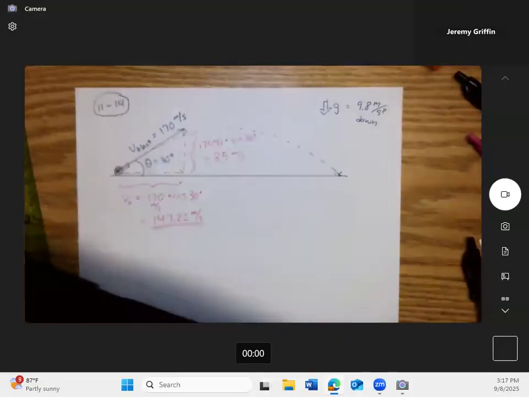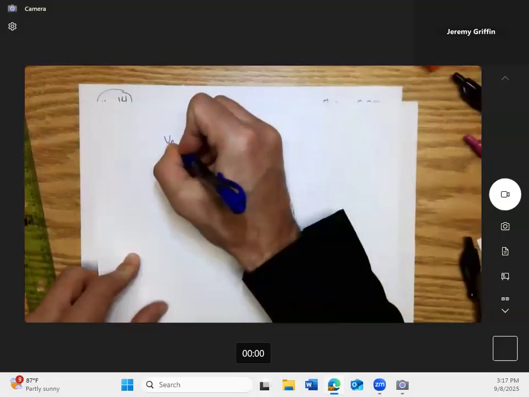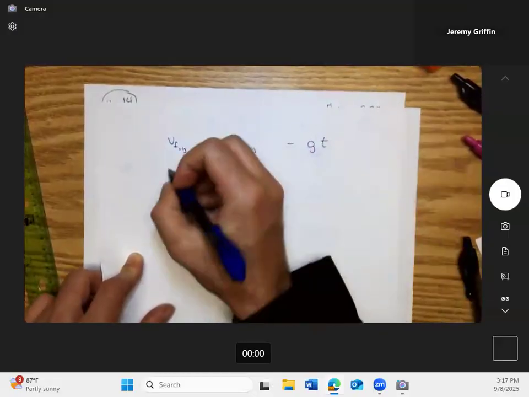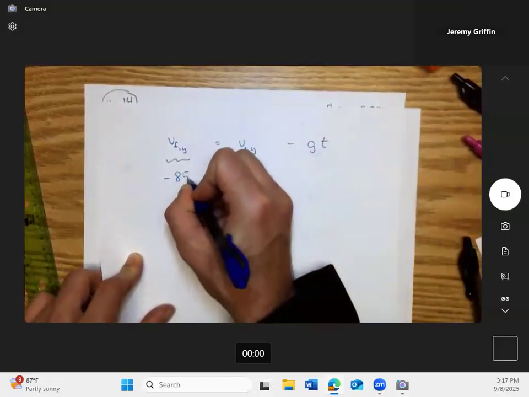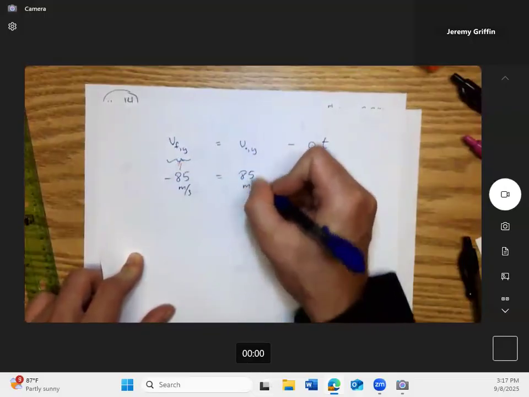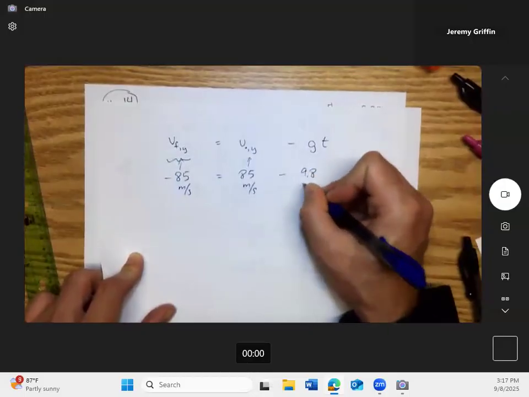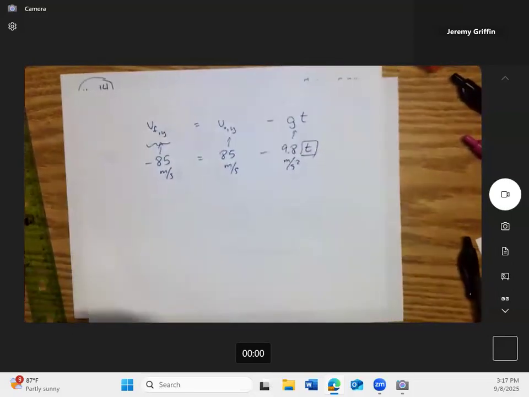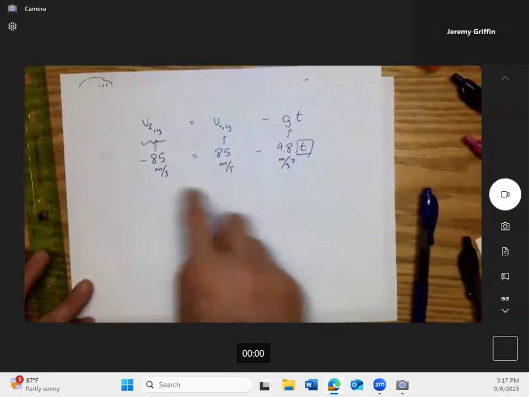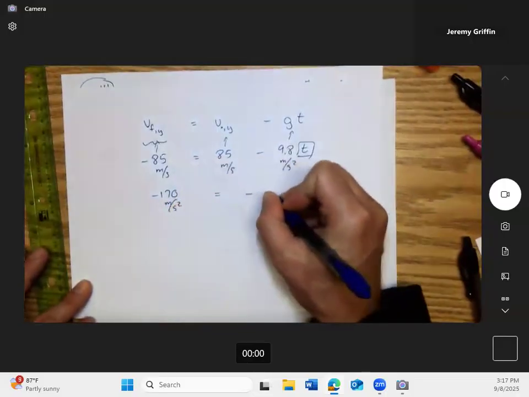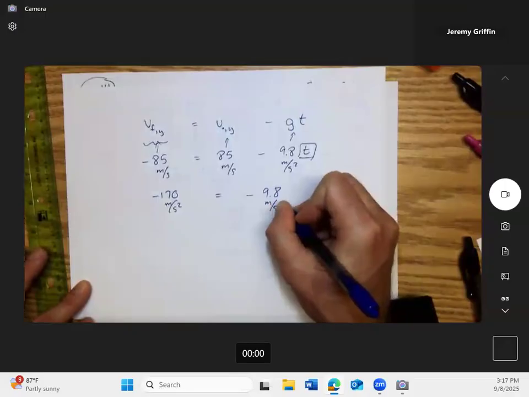So watch this. Let's go v final in the y direction equals v initial in the y direction minus gt. So this right here becomes negative 85 meters per second, equals positive 85 meters per second minus 9.8 meters per second squared times t. I can guarantee you I'm going to get the exact same time out of this method that I got the other way. Can I subtract over 85? Is that negative 170 meters per second equals negative 9.8 meters per second squared times t.